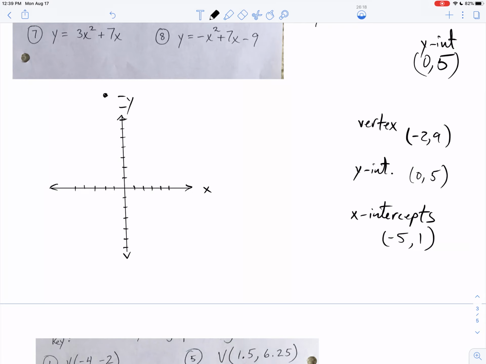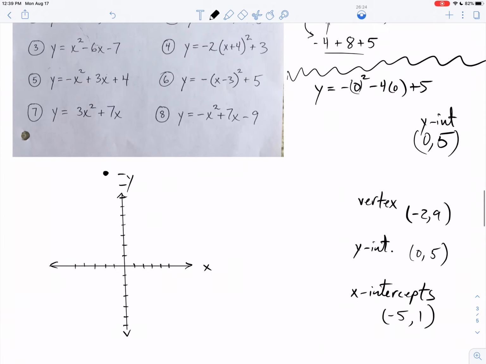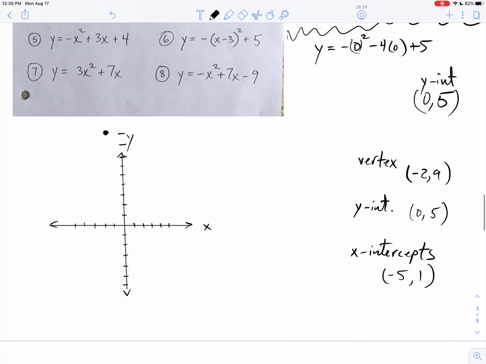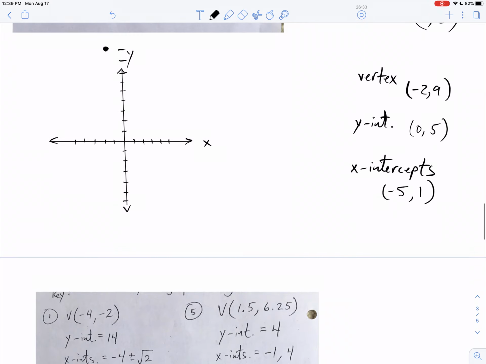So here's something I'll show you in the next example. There's my vertex. And remember, that might look really high up there, but doesn't this graph open downward? I think it does. My y-intercept is at 5. 1, 2, 3, 4, 5. And then I got x-intercepts at 1 and at 1, 2, 3, 4, negative 5. Look at how special this is looking. I'll just make that dot big.